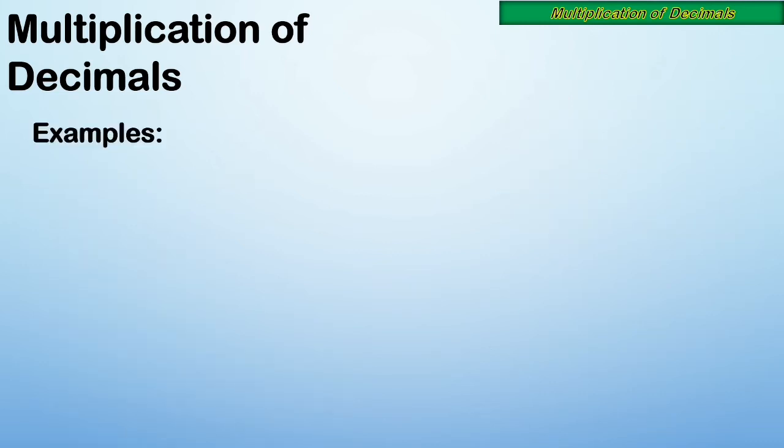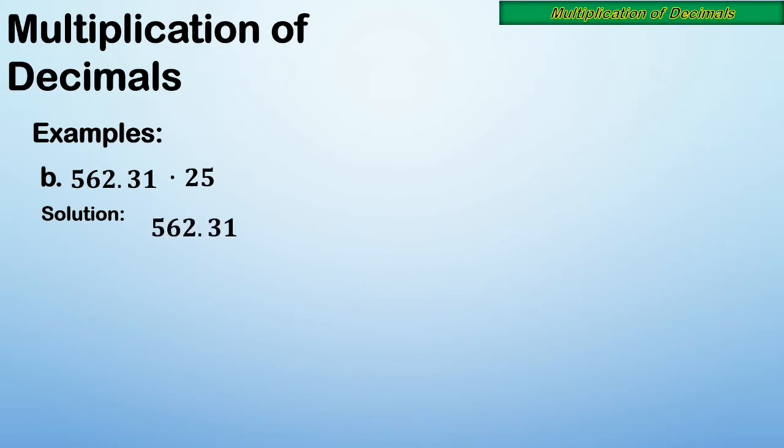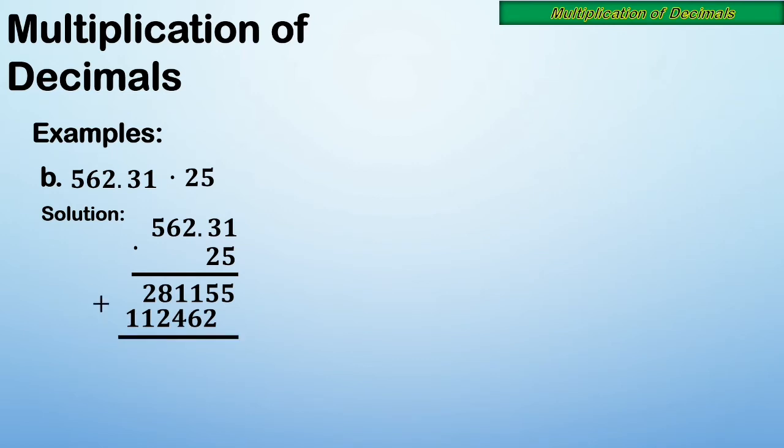Okay, another example para talagang master tayo dyan. Okay, 562.31 times 25. Arrange in vertical form. Not necessary to align the decimal points. Just like multiplying numbers, you can have that one.